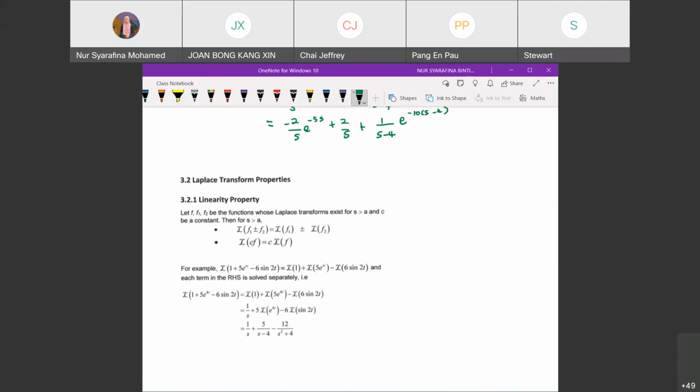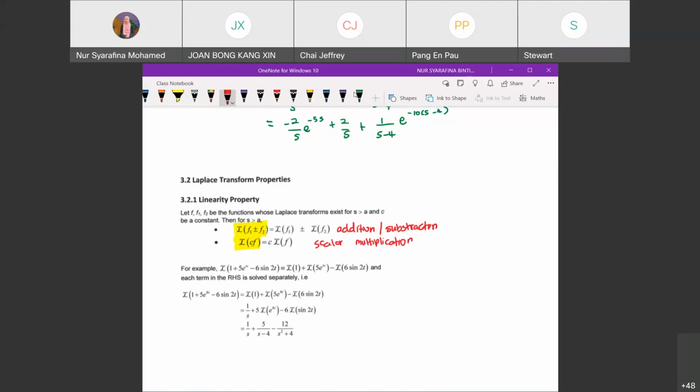Now, this linearity property involves only addition and subtraction, plus and minus, and scalar multiplication. So these two are the linearity property applied to the Laplace transform.